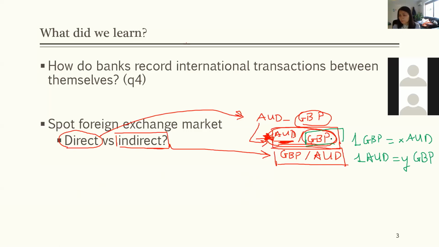So that's a good point. You will see throughout the course, there will be two ways that the currency exchange rate will be quoted. The first one is what I just did before, so AUD over pounds. And the second method is you can write £1 equals how many Australian dollars.